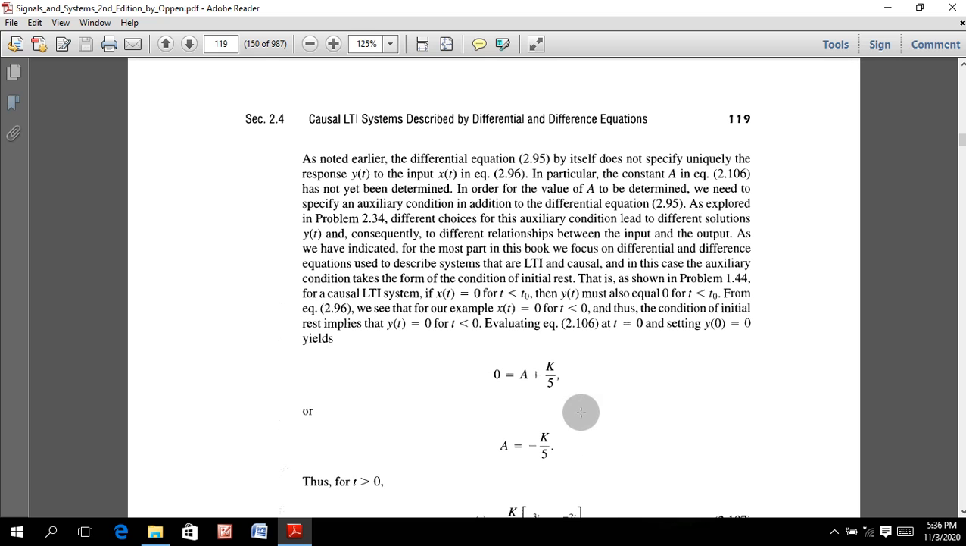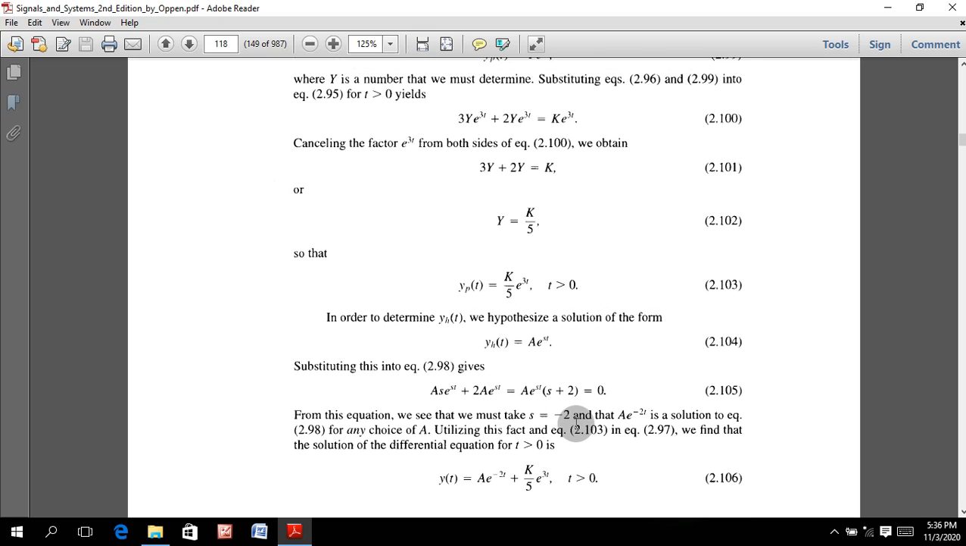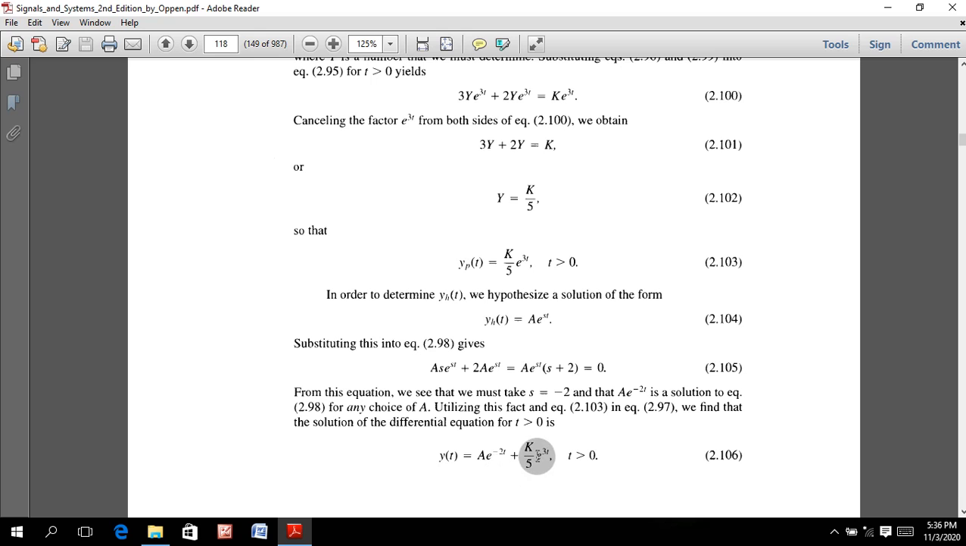So by putting all this, now this is the step. Now what we will do is find the value of a plus k by 5. Now we will put the initial condition. We will put t is equal to 0. The initial condition can only be found when we put t is equal to 0.